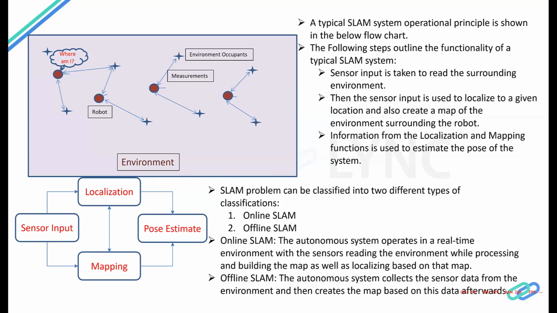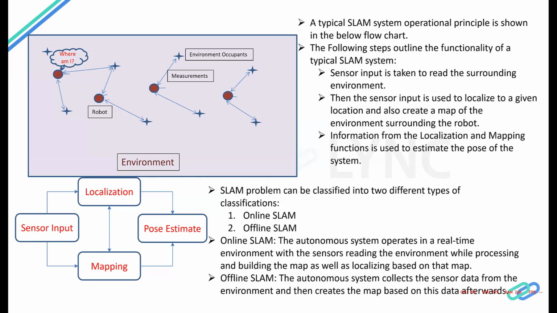Okay, let's talk about how SLAM functions are classified as of today. There are two ways that you can classify a SLAM problem. One is online and one is offline SLAM. Online systems are basically real-time. They work in a real-time environment wherein your sensors are reading the environment and also localizing the vehicle or the robot onto the map simultaneously, which means that your system is reading the environment and processing the data to localize itself onto the map of the environment in a simultaneous fashion.